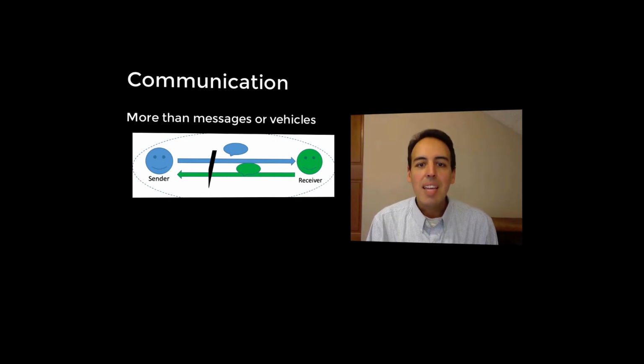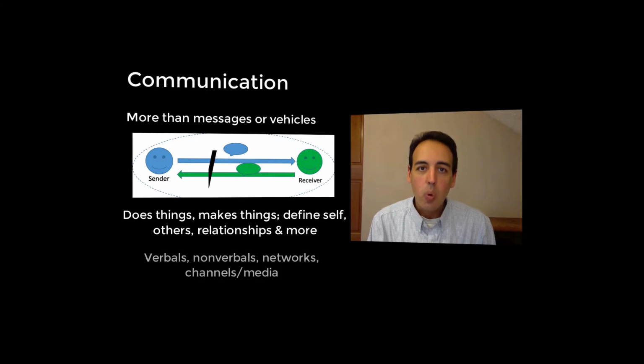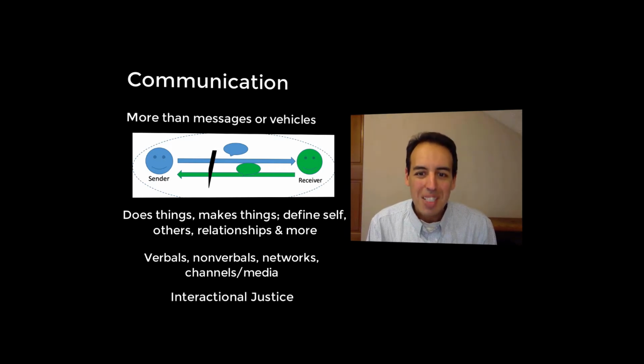The bottom line is that it's helpful to remember that communication does things and communication makes things. We have to be attentive to the relationships, communities, and organizations we're creating through our communication. We have to be attentive to our words, our nonverbals, our networks, and our media. So when you think about study circles as a communication process, it's important to remember that people are evaluating the way they're being treated by one another, which we would call interactional justice.